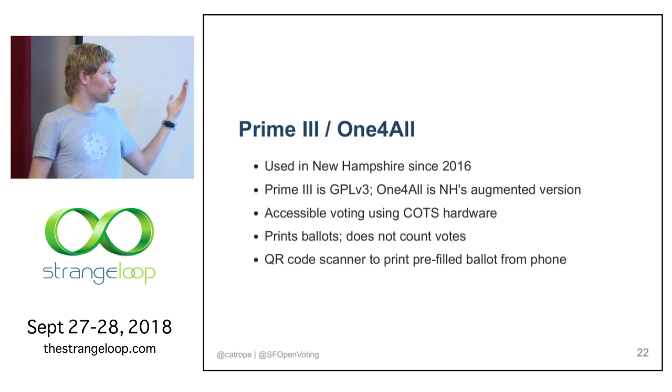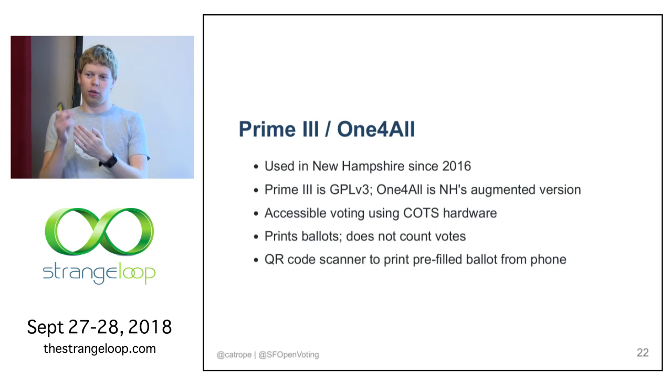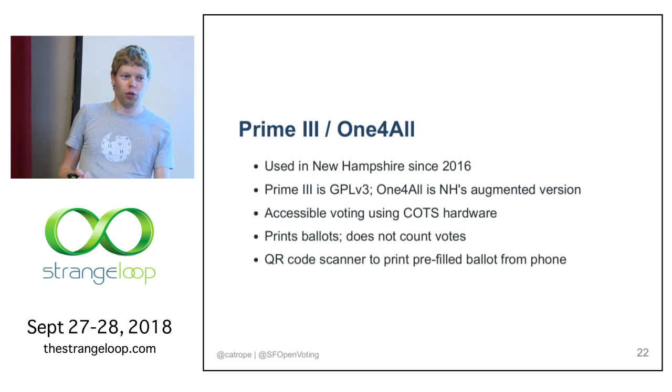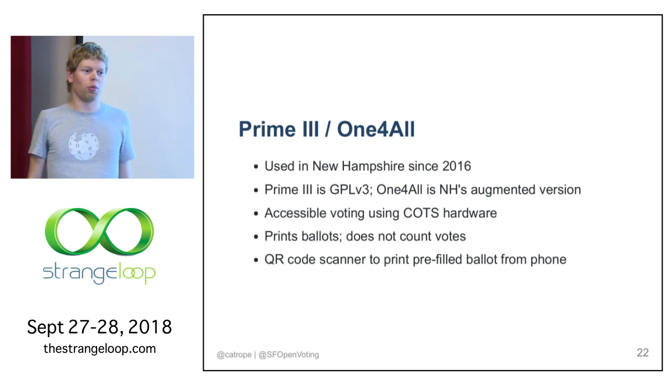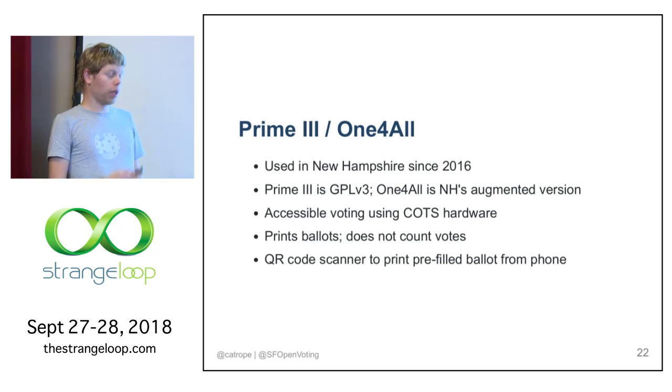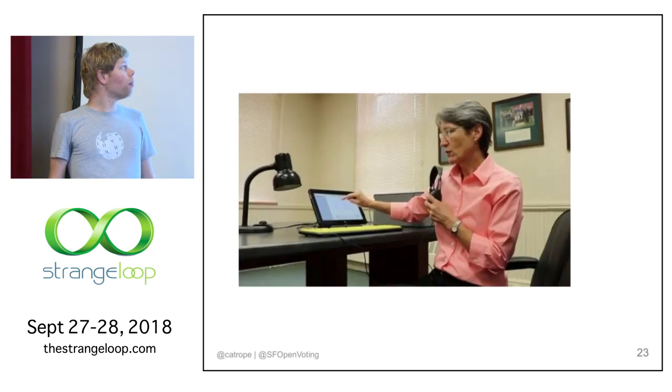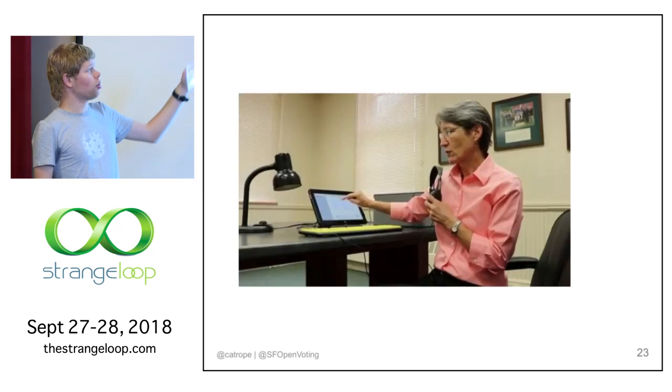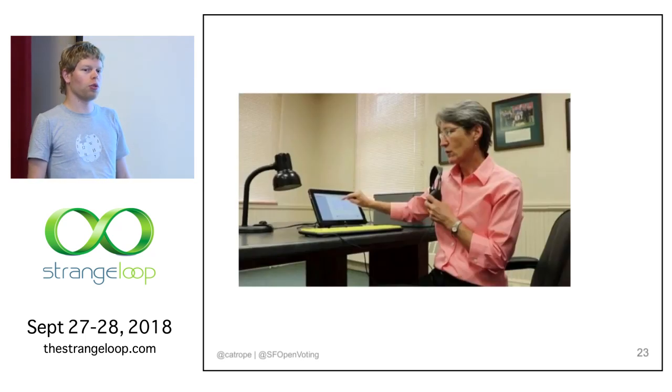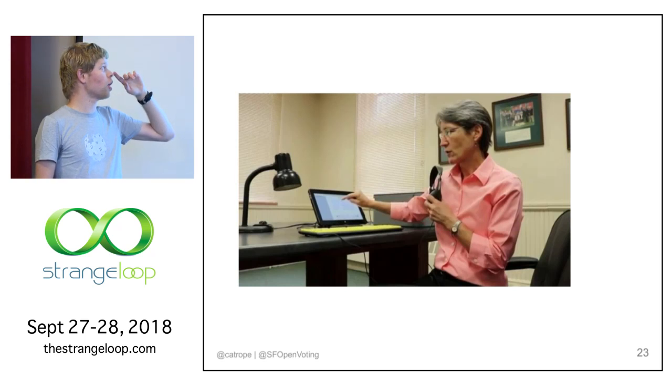There are also cool features for non-disabled people, like you can have an app that you make your selections on ahead of time, and then it generates a QR code on your phone. You scan the QR code in the machine, and then your ballot comes out of the printer. So these are some cool applications that they're playing with up in New Hampshire. And this is what it looks like. This is a still from one of their training videos from New Hampshire's Office of the Secretary of State.